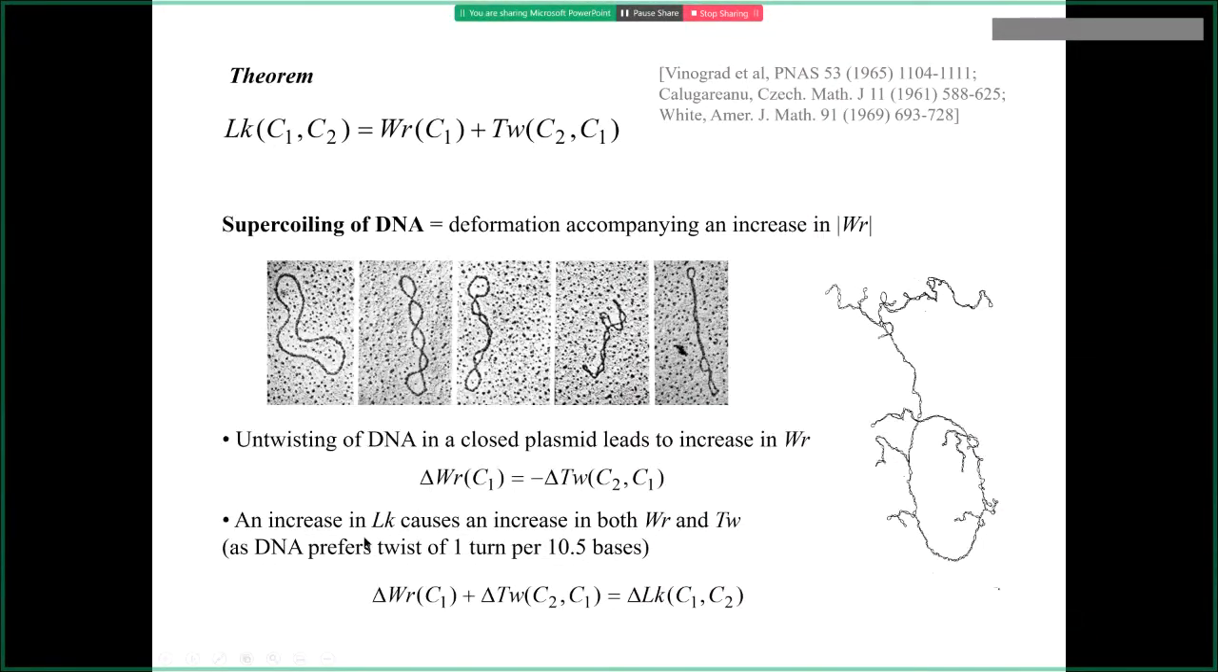Or you can change the linking number, either by using enzymes or by nicking and cutting one of the strands and rotating the other about the axis. That will result in a change of both writhe and twist, but those changes will now be in the same direction. And why this happens is because of the energetics of the molecule.